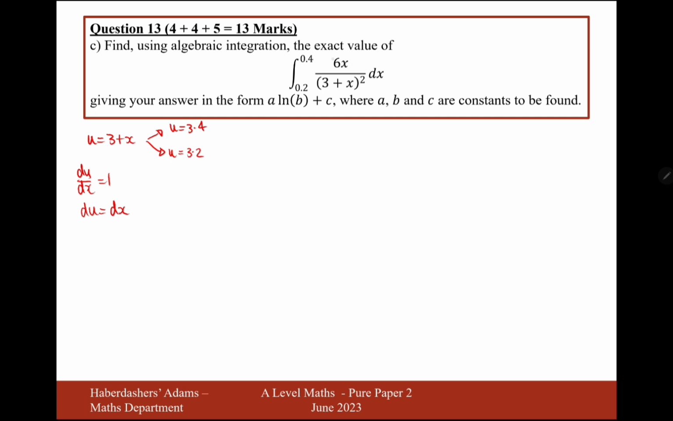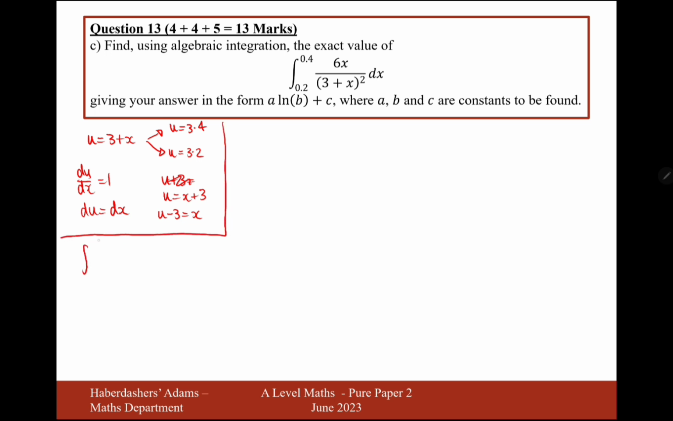But also I'm going to have this 6x on the top. So from my substitution as well, u equals x plus 3. For the x on the top, I'm going to substitute it with u minus 3, so that I've got everything now substituted. So that's my little jottings in the corner.